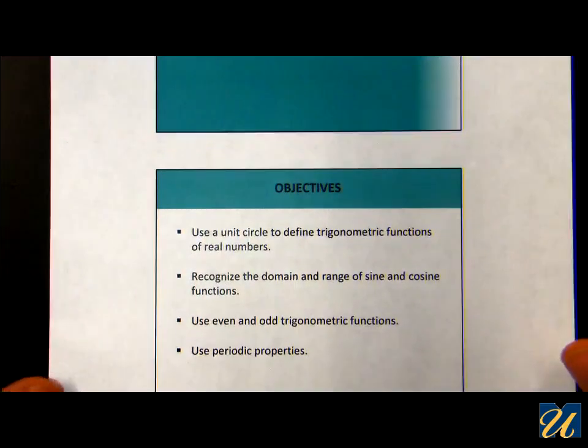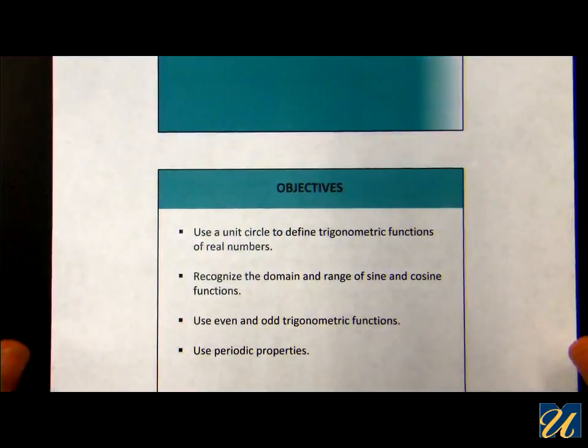In this sequence of PowerPoint slides, we'll discuss the unit circle definitions of the trigonometric functions. I'll also show you how they're consistent with the right triangle definitions. We'll recognize and then later use the domain and range of the sine and cosine function. And we'll discuss even and odd trigonometric functions and periodic properties.